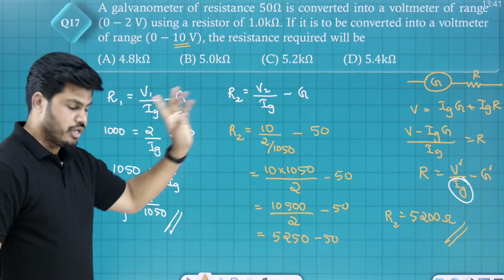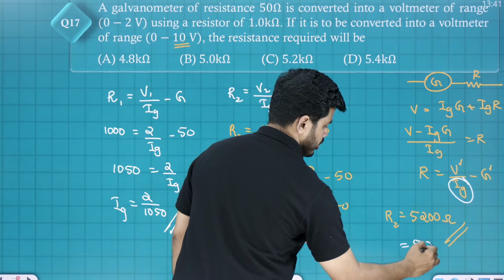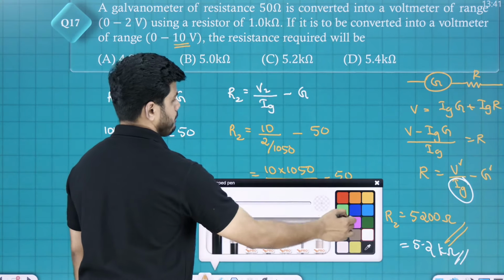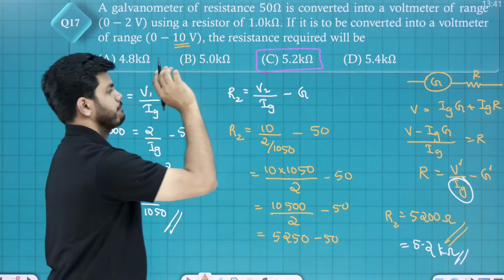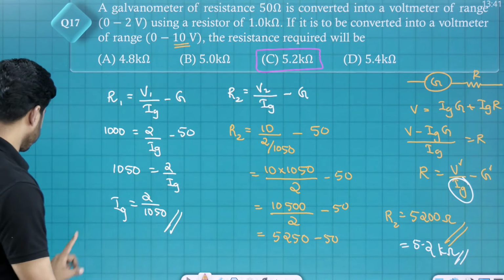Everything is given in kilo ohm. So this is going to be 5.2 kilo ohm, right? Yes. So our option is C. Yes. That was an easy one. Moving on to the next.